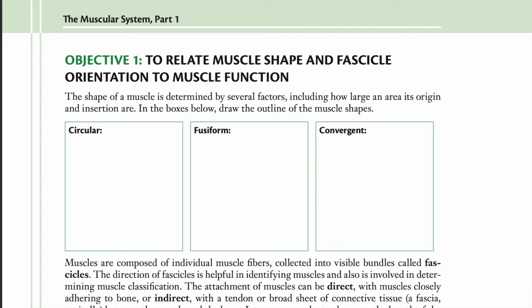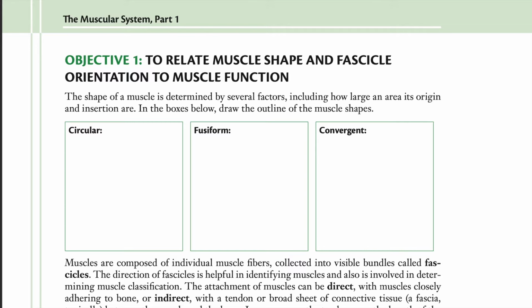And so here we have three different basic muscle shapes. We have circular, fusiform, and convergent. What you need to know is you need to be able to visualize what these muscle shapes look like, as well as some examples of each of them. I'll start off by defining what each of these shapes are, and then we'll look at examples because it's really helpful to see an example with the definition.